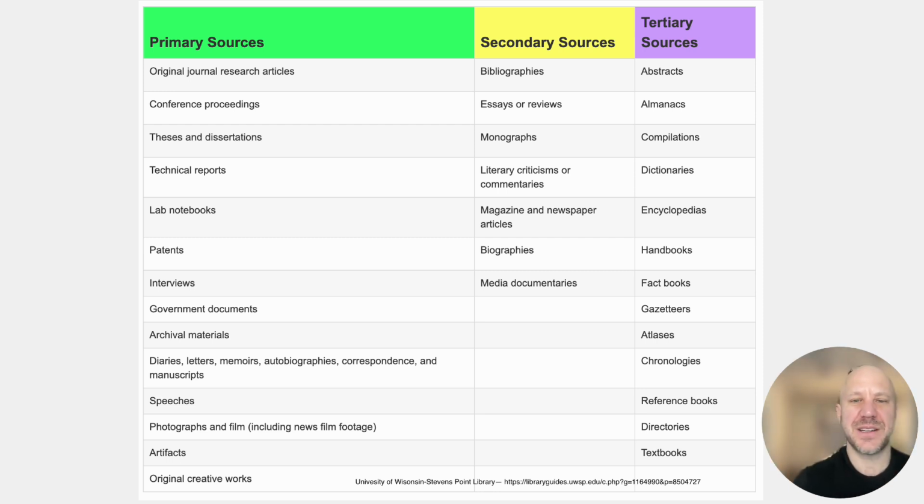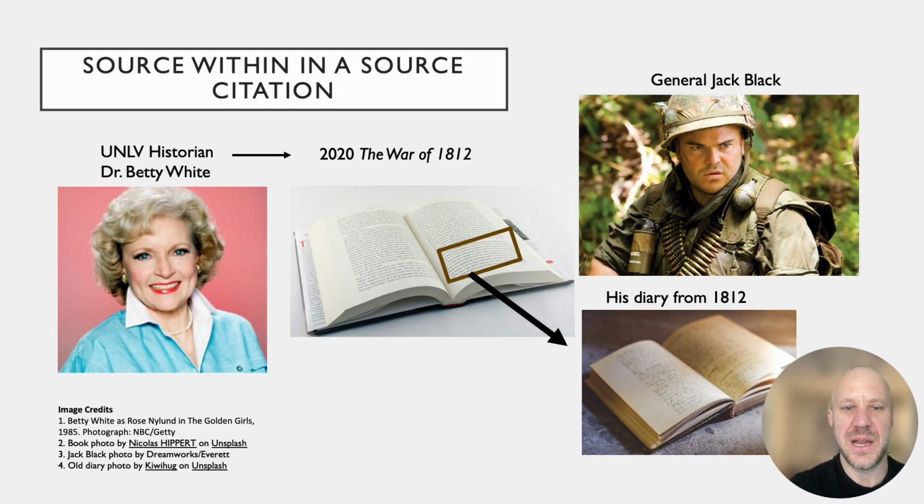I want to give a practical scenario here and also take a moment to talk a bit about source citation. So let me talk you through a situation that you might encounter. This is what I'm calling a source within a source citation, potentially, but let me walk you through what the process might look like. Let's say you go to the CSN Library, you're studying the War of 1812, so you're looking for primary and secondary sources of information about the War of 1812.